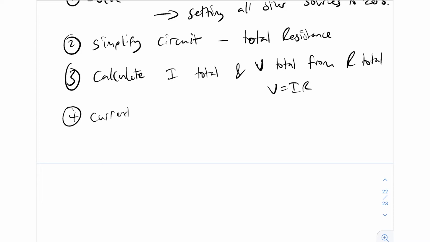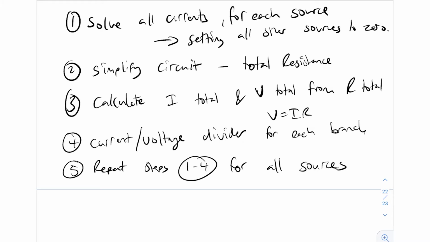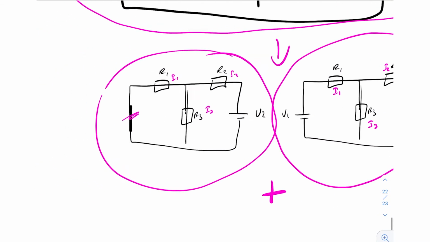Then after that, number 4, you're going to do the current or voltage divider. If you're not sure what that is, go back 3 videos, we covered that. The current and voltage divider for each branch. Then you're going to basically repeat all of the previous steps. So you're going to repeat steps 1 to 4 for all sources.